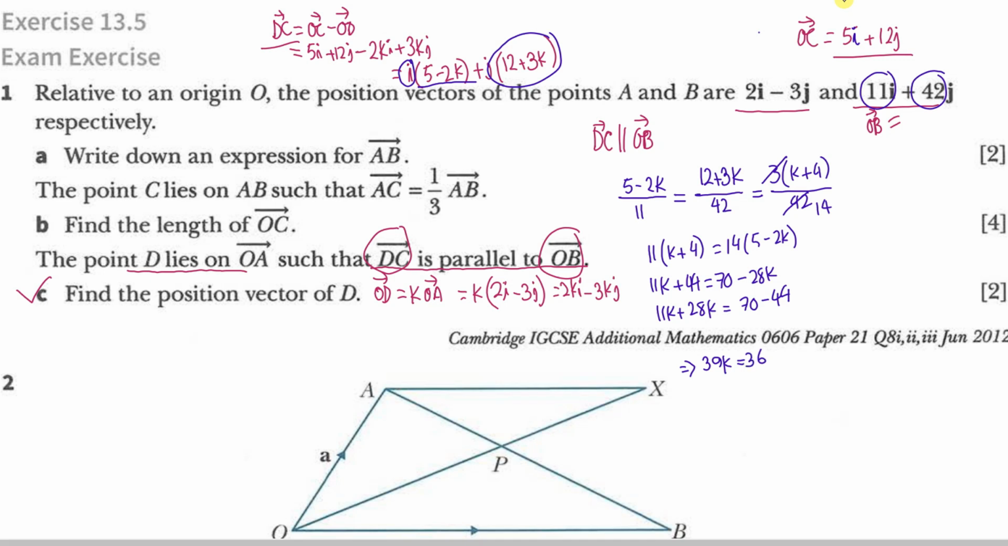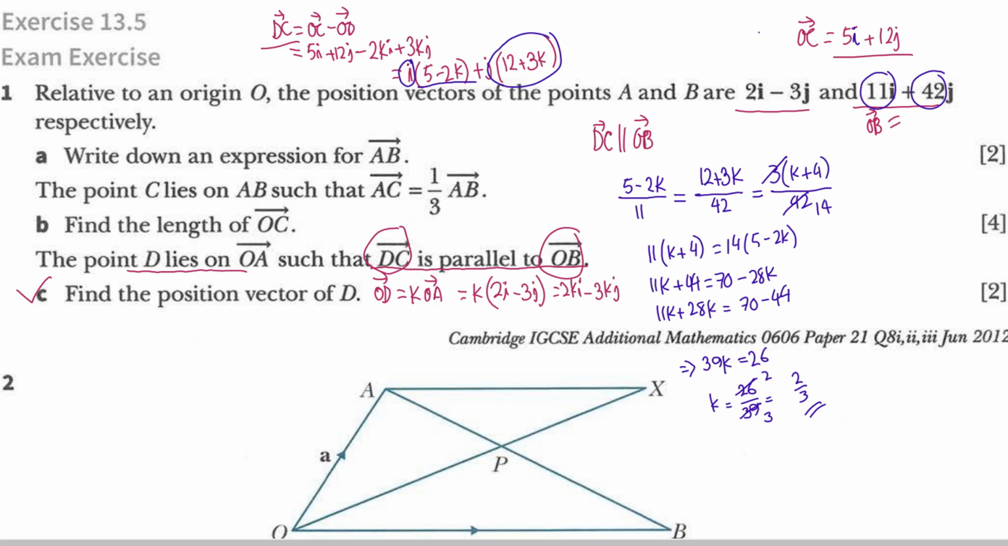On the right side, is it 36 or 26? It's 26, I am making lots of mistakes today. 70 minus 44 is 26. Now the value of k is 26 divided by 39, and cancelling with 13, we get 2 by 3.